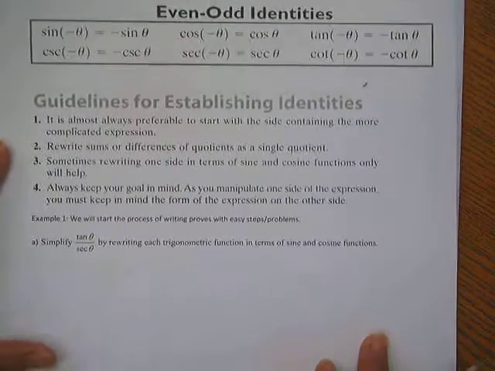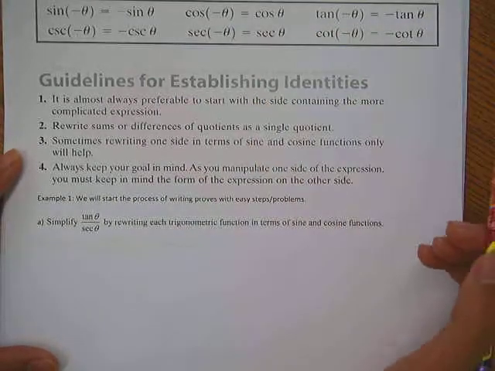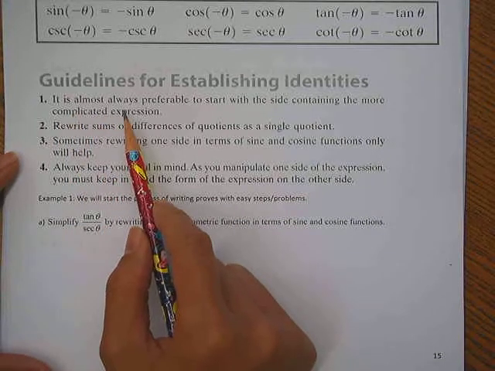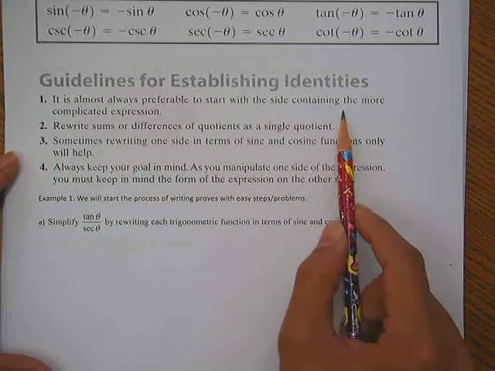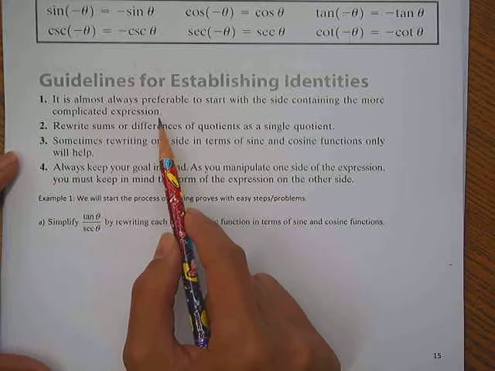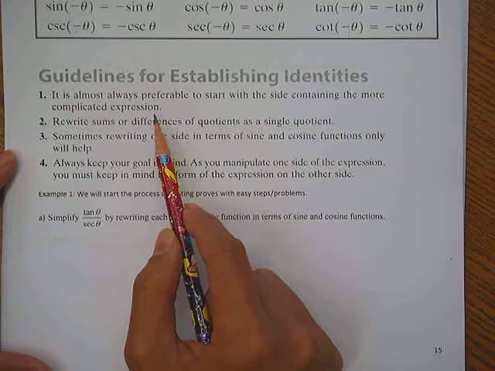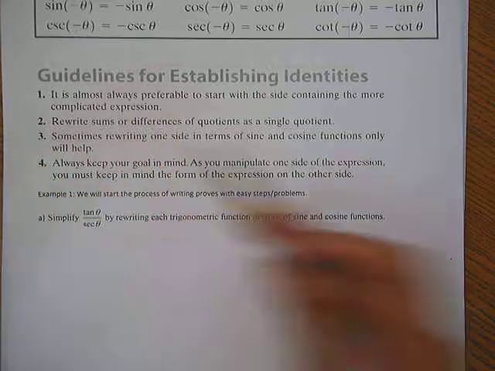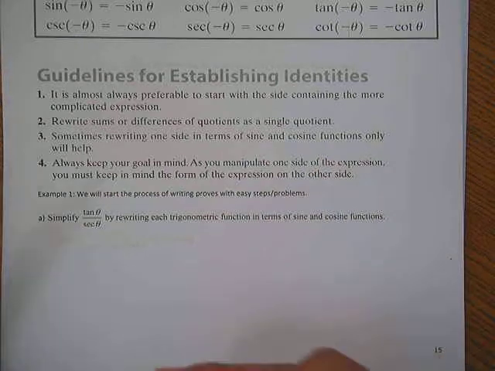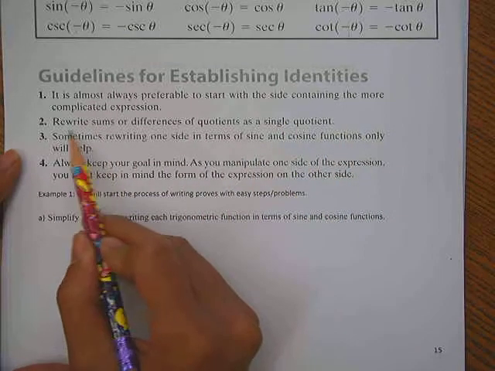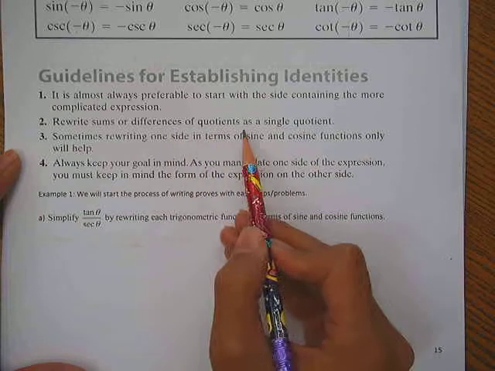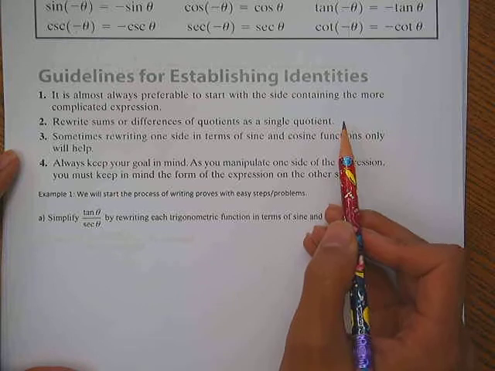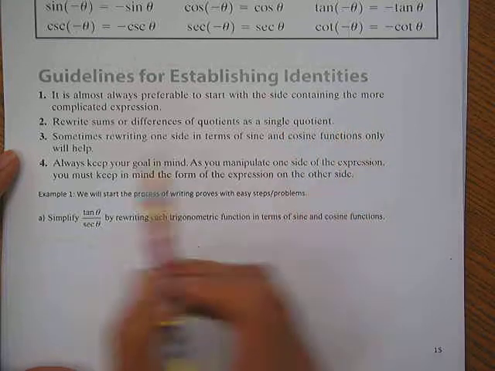So let's establish some guidelines for proving identities. Number 1, it is almost always preferable to start with the side containing the more complicated expression. So if you look at a side that looks scarier, looks longer, that's where you want to start. It's easier to go from larger and more complicated to a simpler and easier expression. Rewrite sums or differences of quotients as a single quotient. So if you have a reciprocal or something that's divided by something, write it as one answer.